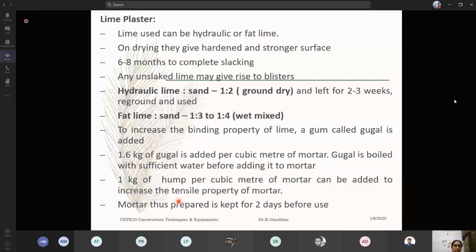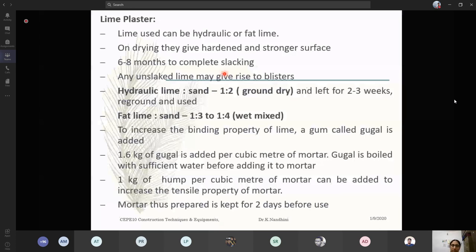And next is lime plaster. Lime can be used as hydraulic or flat lime. On drying, they give a hardened or stronger surface. They take 6 to 8 months to complete slaking. Now this was the previous practice, but nowadays lime plasters are readily available in your hardware shop.